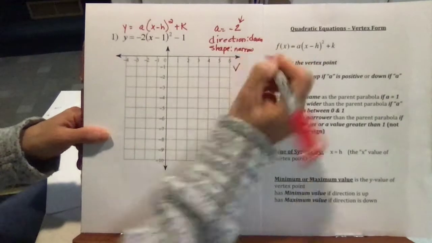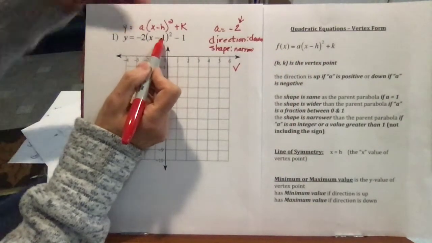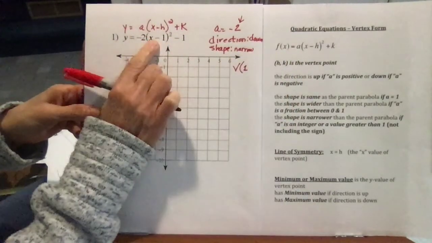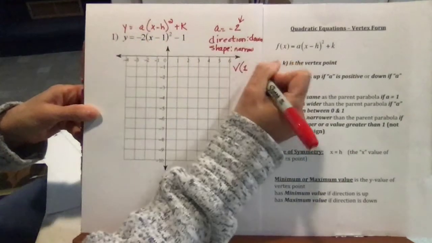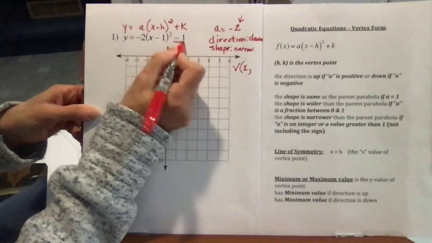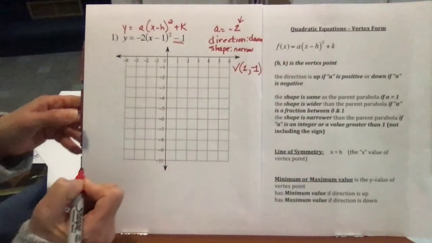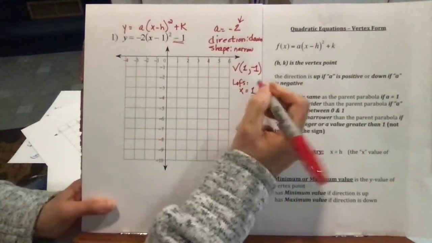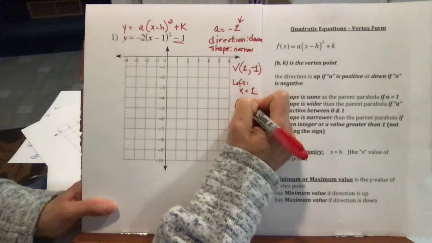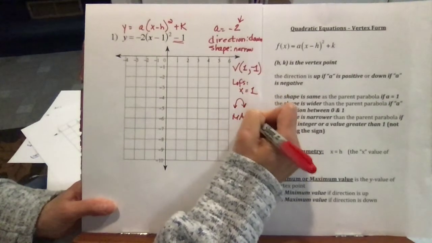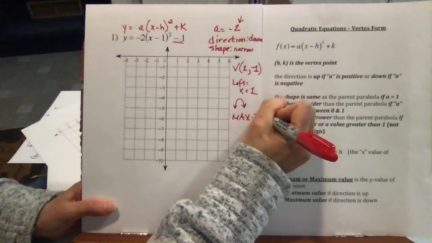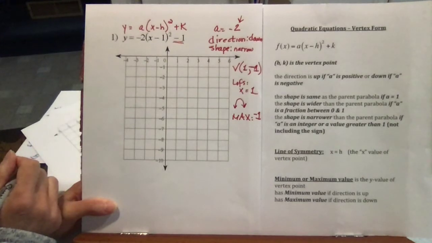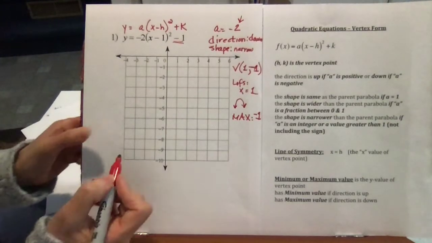Our vertex can be gotten from x minus h. So the x is 1, the opposite of what you see in here, so it's positive 1. But the y value is exactly what you see out here, so it's -1. Our line of symmetry we can write right away is x equals 1, coming from our vertex. Because it's going down, we have a maximum value, and that maximum value is -1, taken from our y. I think we have everything that we need now, so we're going to start graphing.